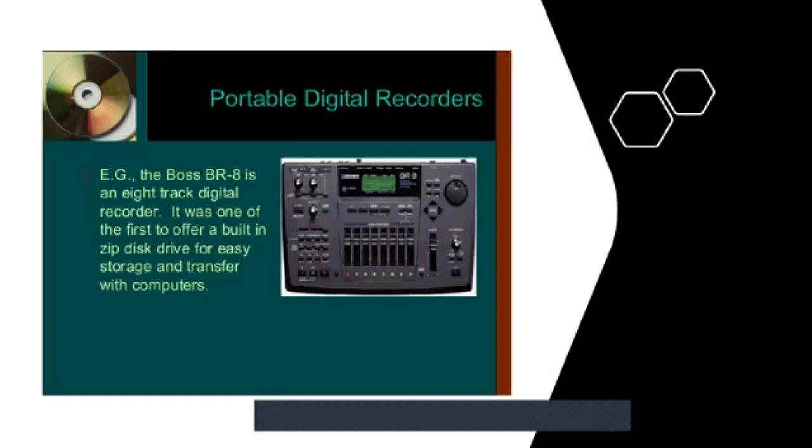A bit about portable digital recorders. The Boss BR8 is an 8-track digital recorder. It was one of the first to offer a built-in zip disk drive for easy storage and transfer with computers. So people in the industry, even in the corporate world for meetings and such, would use these devices to produce portably, go to different places on location, in the desert and so on, and produce very high quality recorded sound.